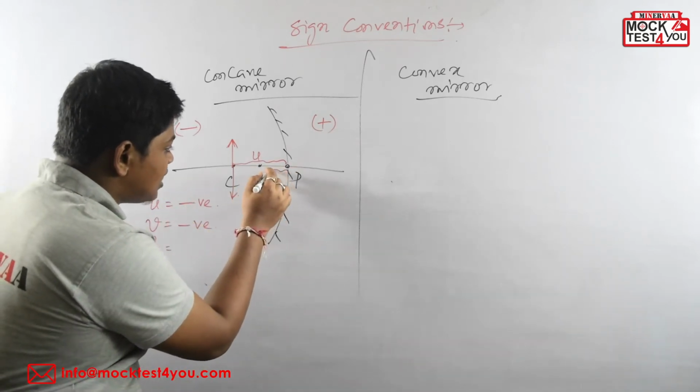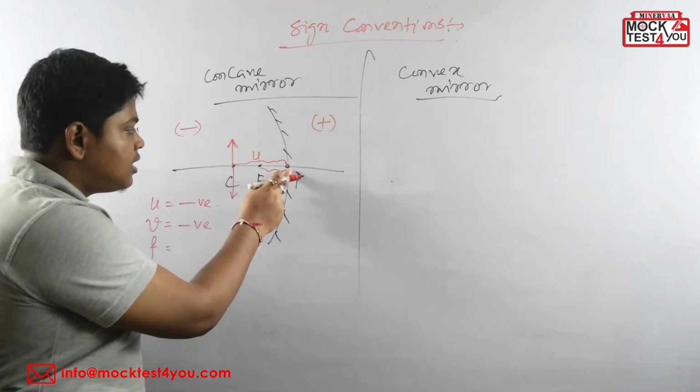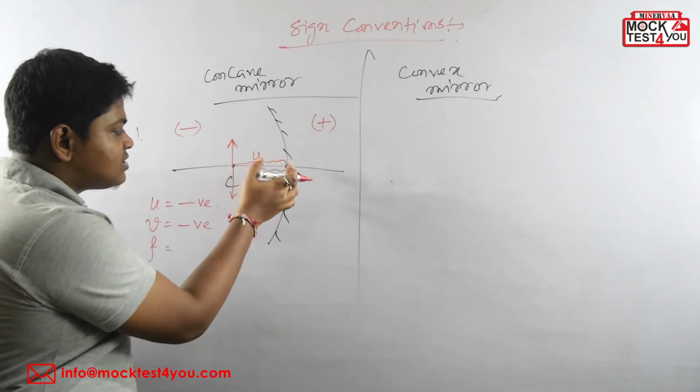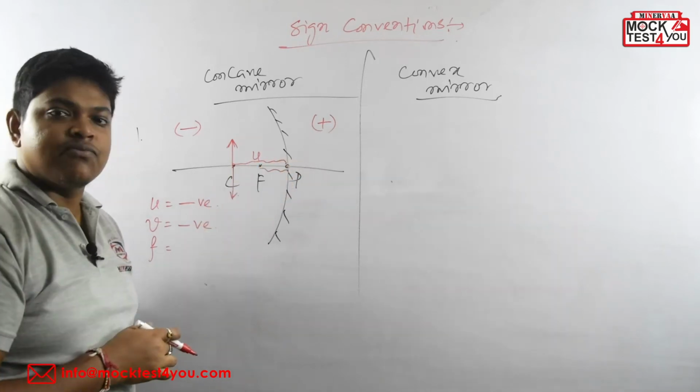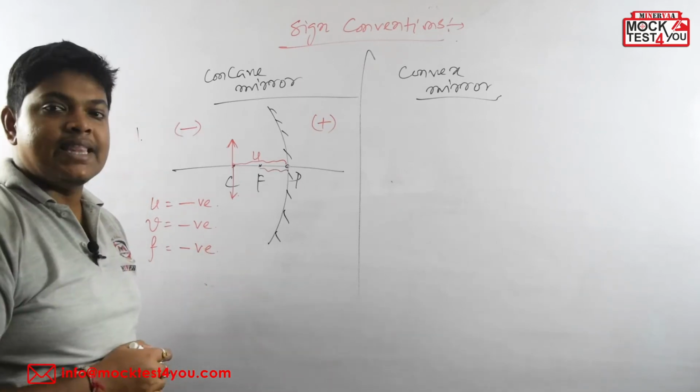In that case, the focal length should be measured from the pole. Every distance should be measured from the pole. Object distance, if you want to measure, measure the distance from the pole. Image distance, just measure that from the pole. The focal length will be measured from the pole. So in that case also, the focal length will be negative.